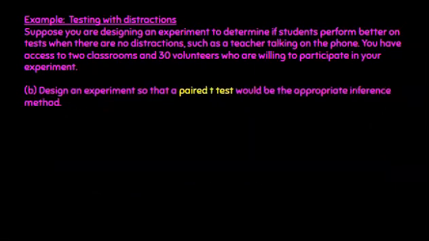All right, and B says, design an experiment using the same idea so that a paired test would be the appropriate inference method. So I really am looking at the difference of 2 results. So that means that every student would need to experience both environments. Okay? So how would I set this up?